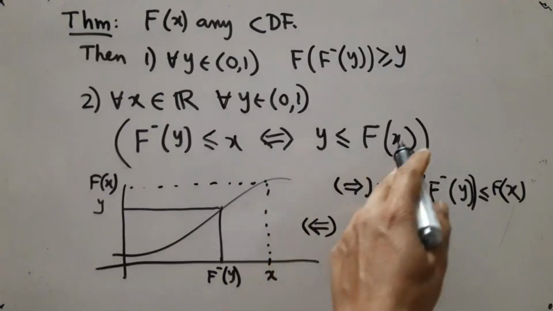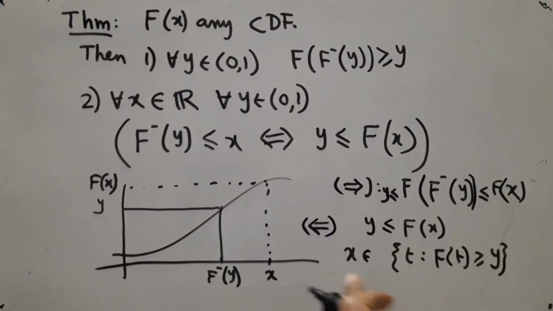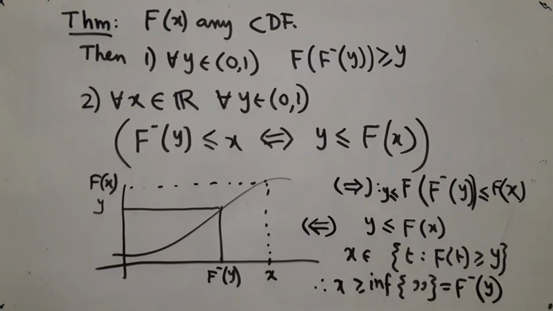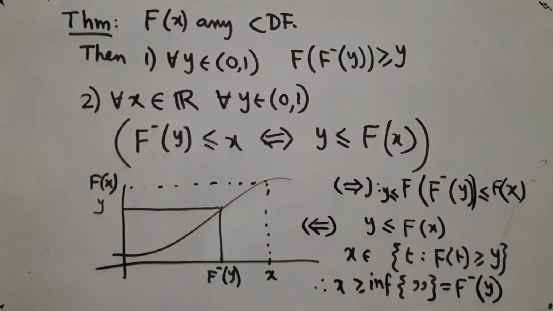Conversely, start with y less than or equal to F(x), which means x is in this particular set because F(x) is greater than or equal to y. Since x is in this set, x must be greater than or equal to the infimum of this set, and the infimum of this set is precisely F minus y by definition. So we have shown x greater than or equal to F minus y. So we have proved the theorem.